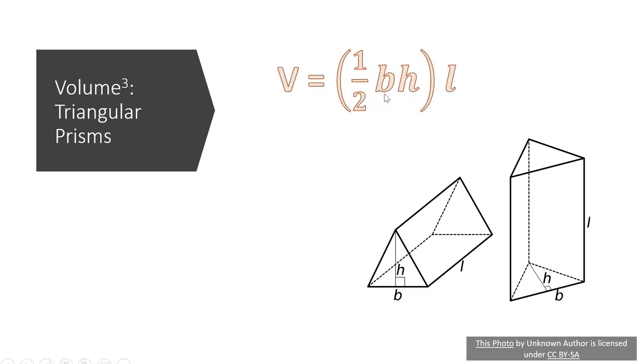So we've got that written there, that's what we just looked at. It can also be written like this: base times height divided by 2, times length. So that is exactly the same, it's just written in a different format.